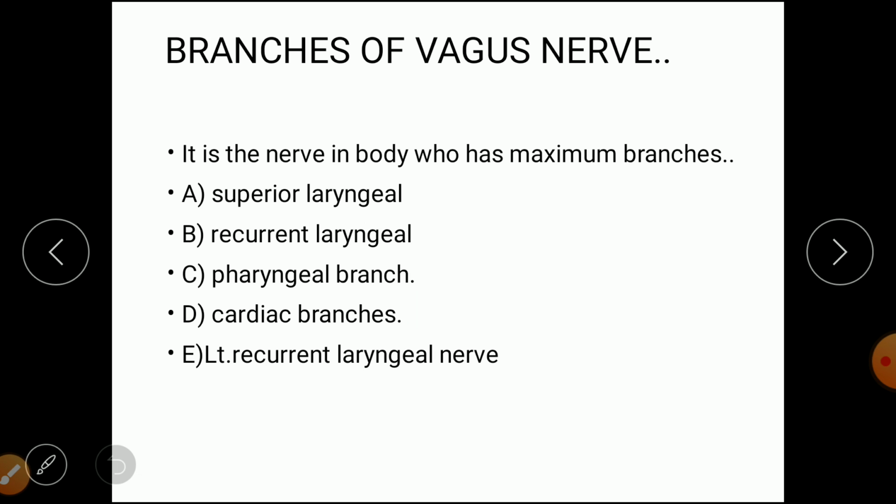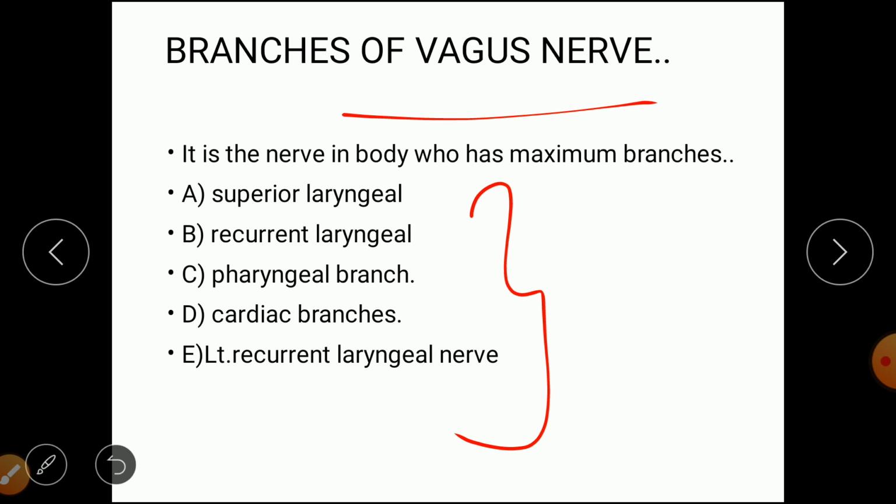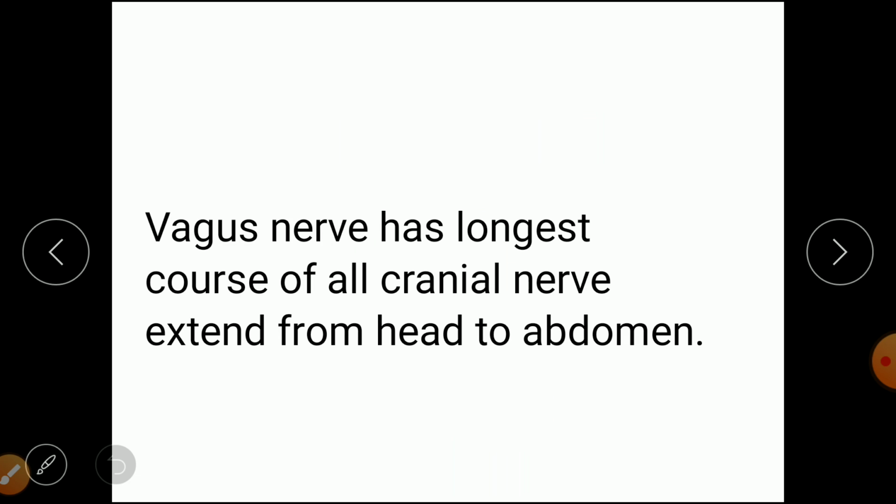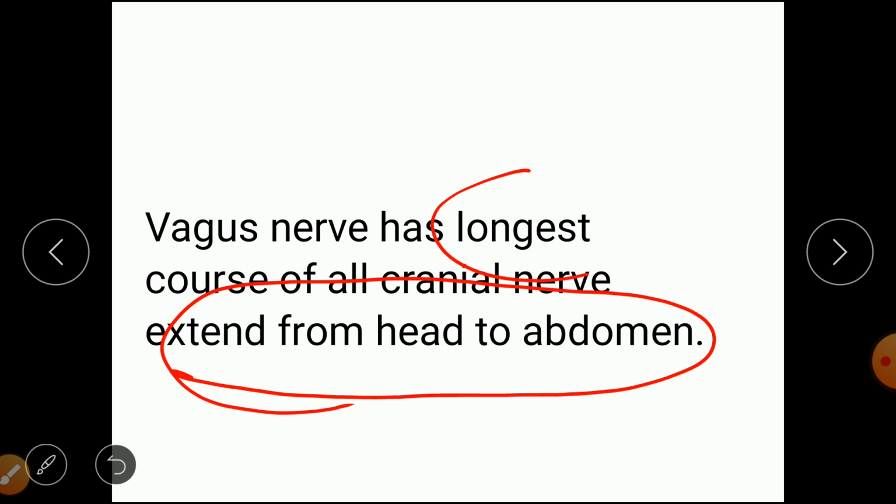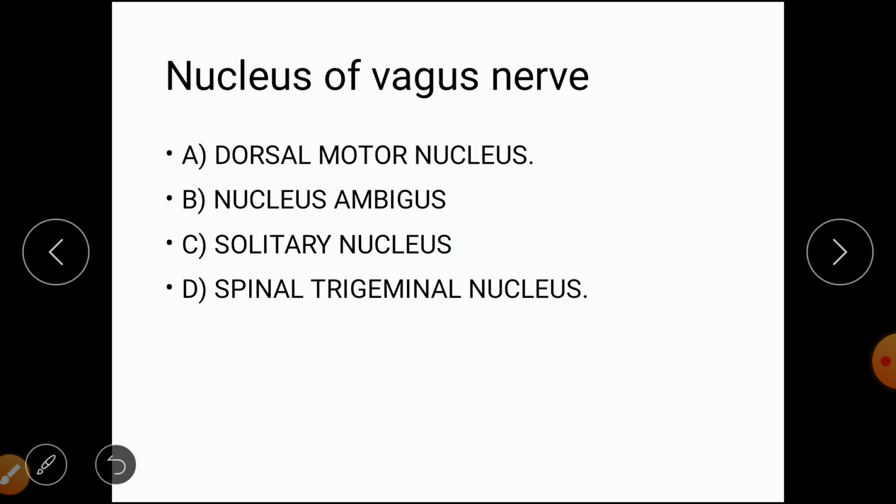Branches of the vagus nerve are the superior laryngeal, recurrent laryngeal, pharyngeal branch, cardiac branches and left recurrent laryngeal nerve. So these are the branches of the vagus nerve. Generally, it is the nerve in the body that has the maximum branches. The vagus nerve has the longest course of all cranial nerves and it extends from head to abdomen. That's why it's known for the longest course of all cranial nerves.